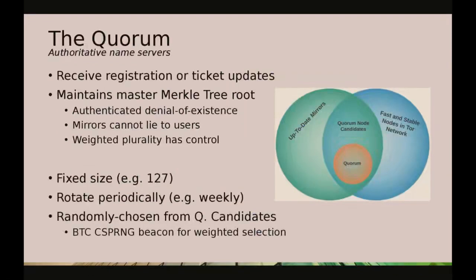The quorum is, as I mentioned, authoritative name servers. Like all mirrors, they maintain a sorted list of tickets, and they build a Merkle tree. They then publish the root hash in their relay descriptor, and the largest agreeing set is considered the authoritative hash representing the master database. Since this root hash appears in the consensus documents, it's easy to compute the quorum retroactively or at any given moment. And this makes it decentralized.